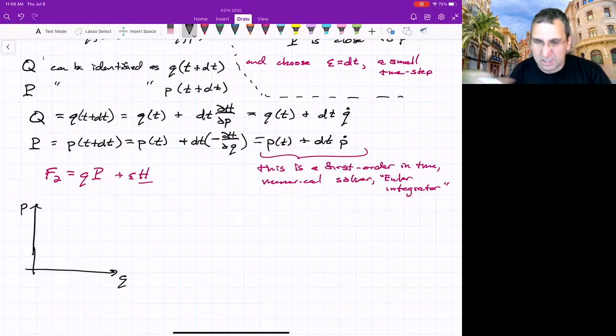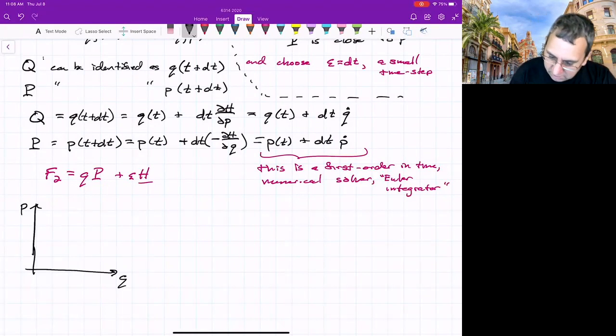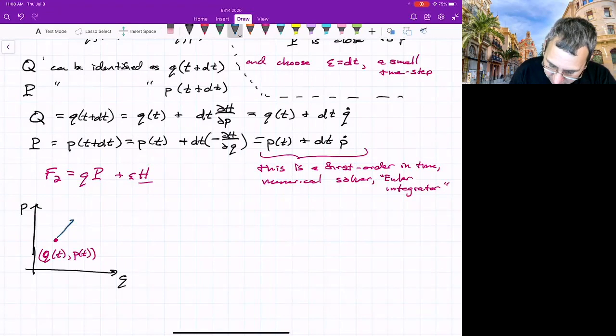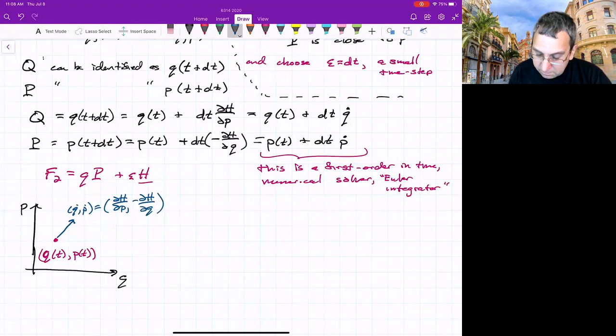So if we just think in the original coordinates Q and P, and we've got some initial point, we'll just say this is Q at some time T and P at some time T. The Hamiltonian vector field is going to be pointing in some particular direction, right? That's the Q dot, P dot vector, but we know what that is. That's partial H, partial P, minus partial H, partial Q for some Hamiltonian.